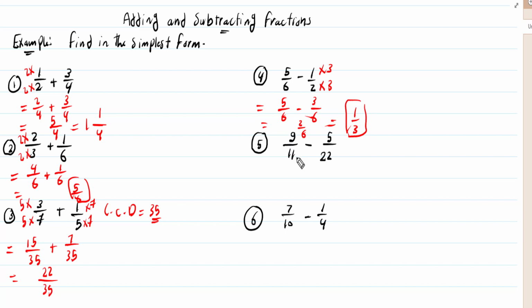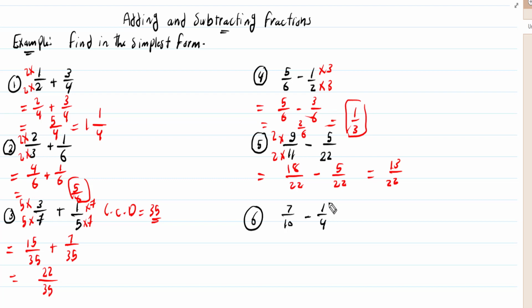9 over 11 minus 5 over 22. We can make 11 into 22 by multiplying by 2. So the first fraction will be 18 over 22 minus 5 over 22 equals 13 over 22 in the simplest form.